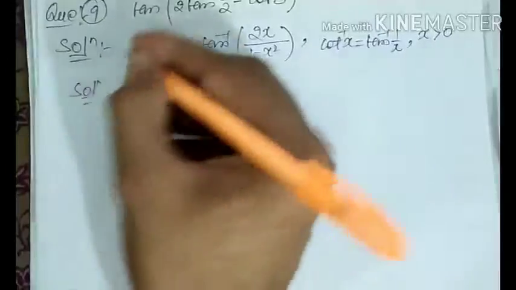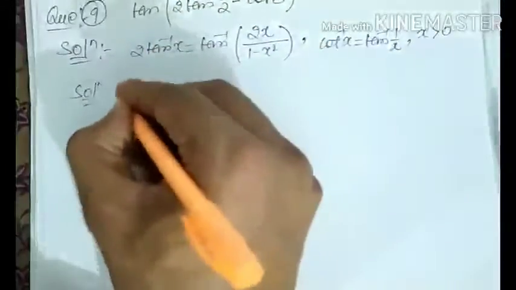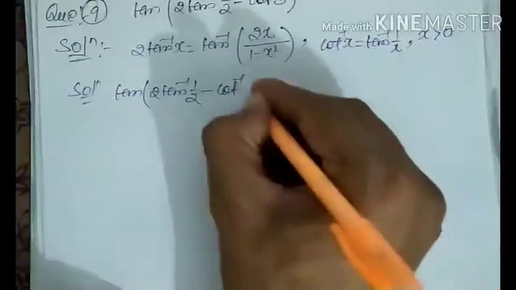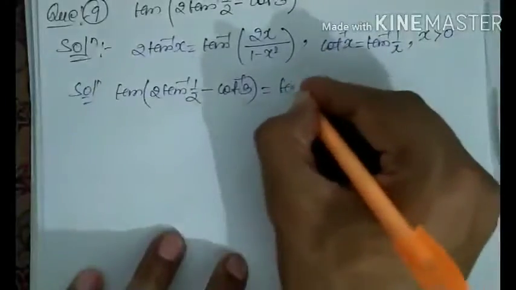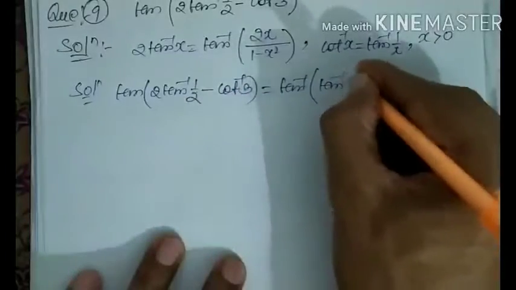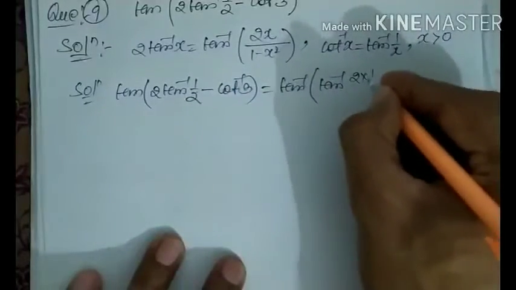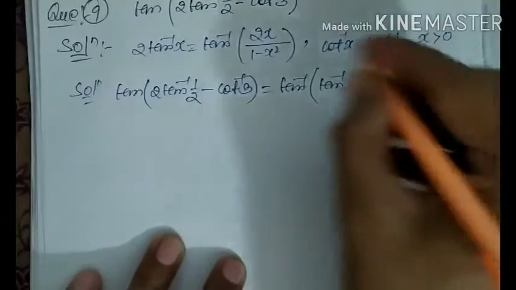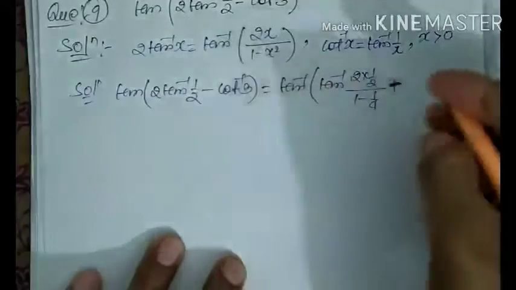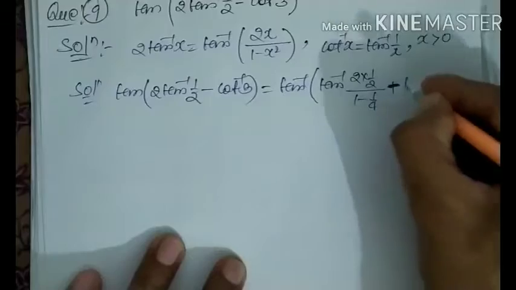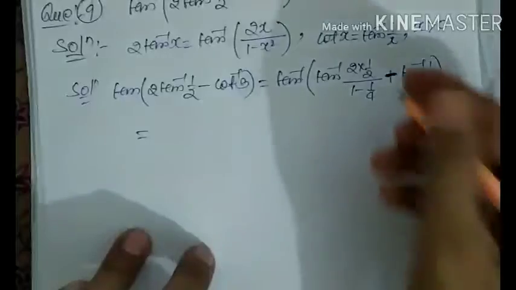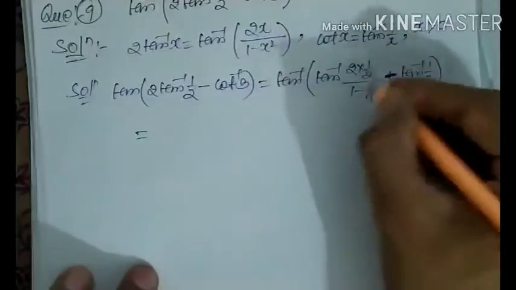Solution will be: the given question is tan of 2 tan inverse 1 by 2 minus cot inverse 3, which equals tan of, with the help of this formula, tan inverse 2 into 1 by 2 upon 1 minus 1 by 2 whole square, which will be 1 by 4, minus cot inverse 3, which will be in the form of tan inverse 1 by 3. Here I am going with a simple calculation.